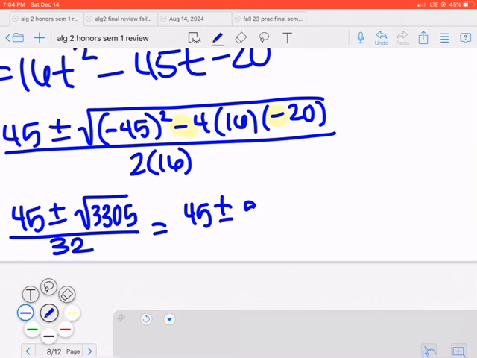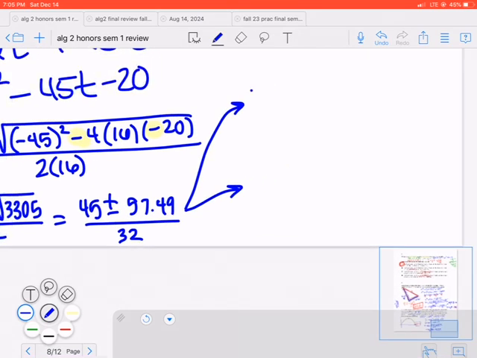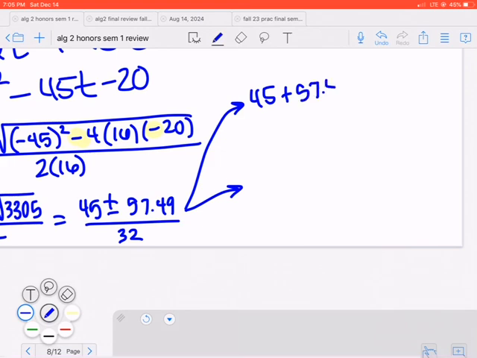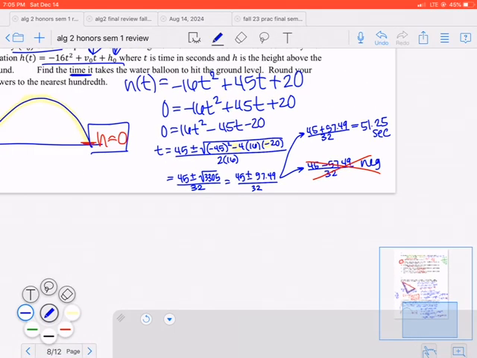45 plus or minus 57.49, because it told me to round to the nearest hundredth, over 32. So that breaks us into two separate answers: 45 plus 57.49 over 32, and 45 minus 57.49 over 32. 45 minus 57 gives us a negative number. We can't have negative time, so we ditch that one. And 45 plus 57.49 divided by 32 is 3.20 seconds. And that's our answer.